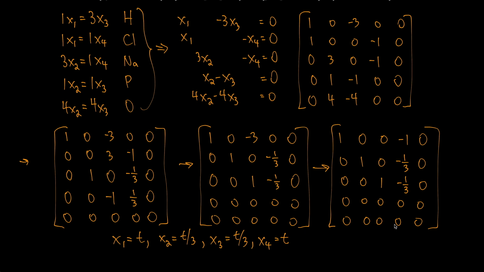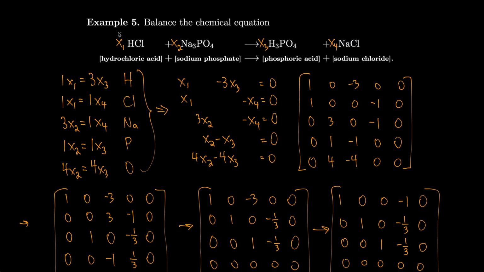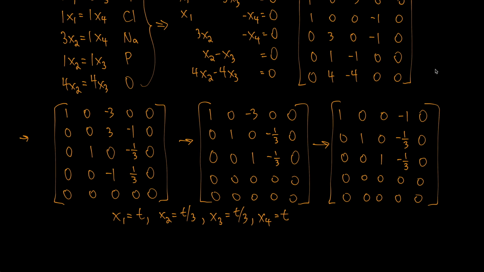So I would like to have something that's not a fraction for these coefficients. So it looks like the smallest I could make t to eliminate the fraction over here, make it cancel, would be 3. So I'll just set t equal 3, and I'll get x1 equals 3, x2 equals 1, x3 equals 1, and x4 equals 3. And notice any multiple of 3 would have helped balance this equation.